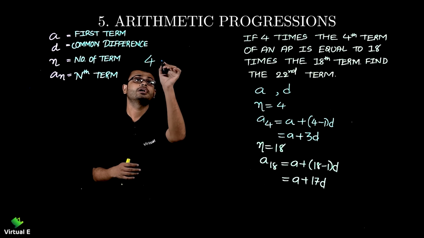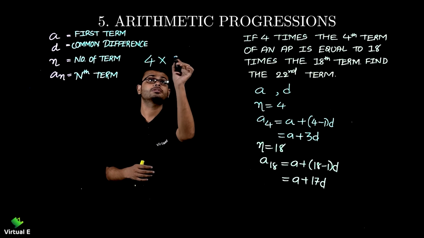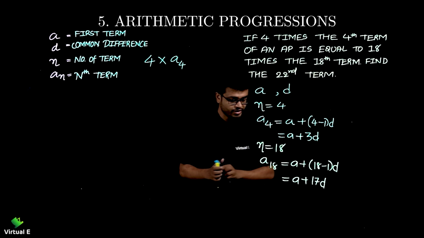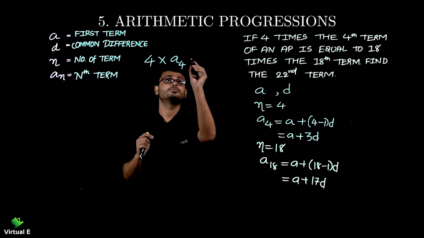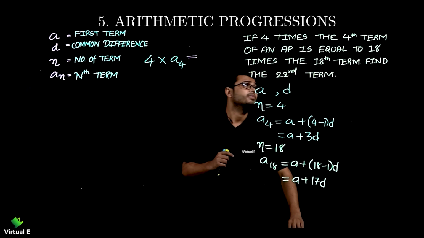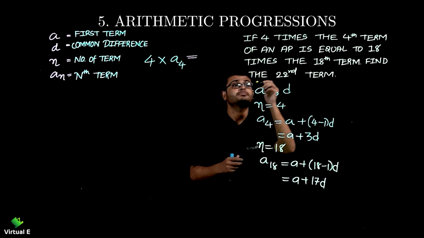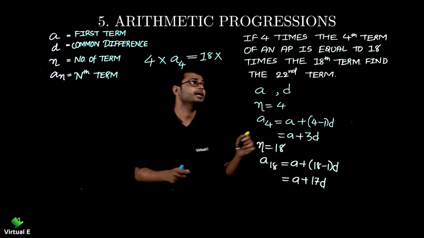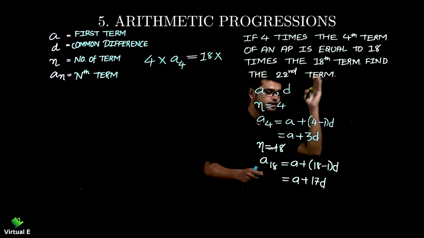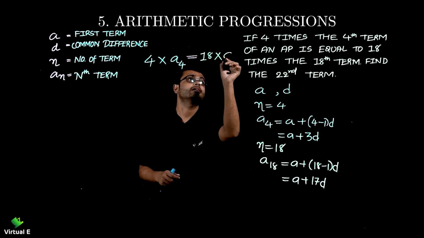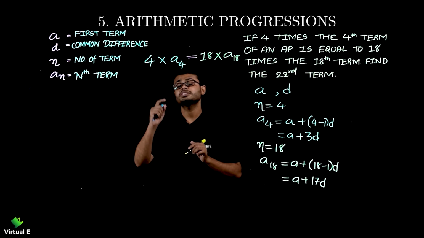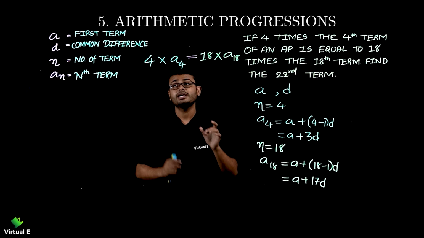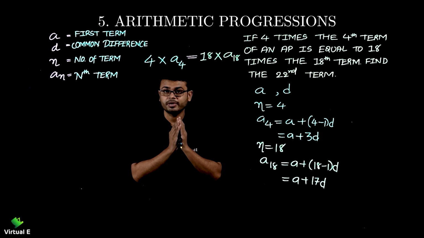So 4 times means multiply, 4th term means A4 is equal to, straightforward it is given, equal to sign. 18 times means multiply the 18th term, which is A18, right? This relation I have written from the question itself. Read properly, write properly, so you can get the proper equation.